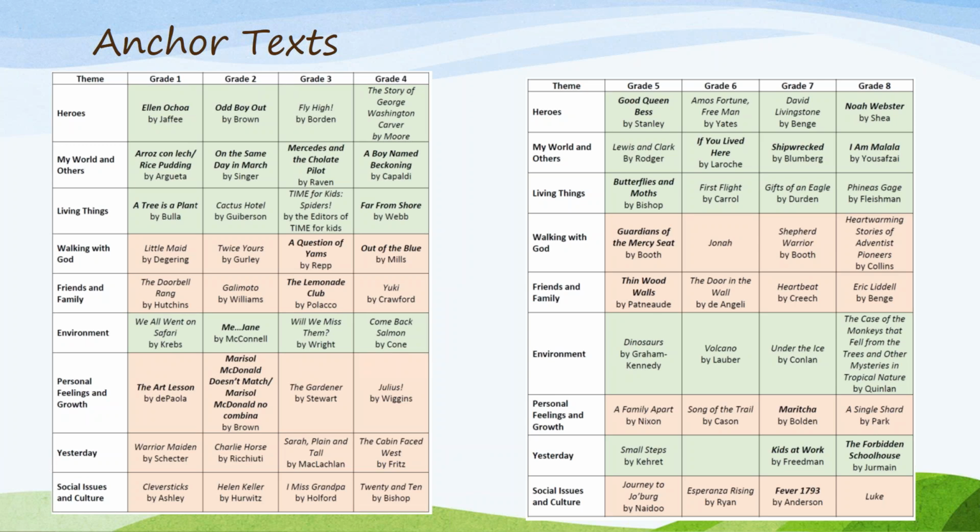Now you may be able to see there are some titles that are bolded on this list. Those are the titles that have been changed. We have titles that have been changed or that are new. We also have some titles that are just placed differently. So for instance, if you look under yesterday in grade 2, you will see Charlie Horse. In the old Pathways, that was a hero's title. So we just tried to do better placement of them.